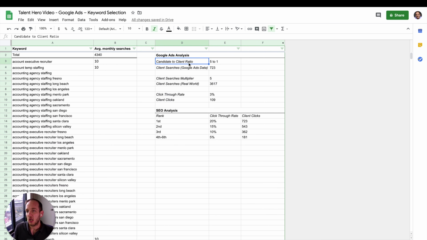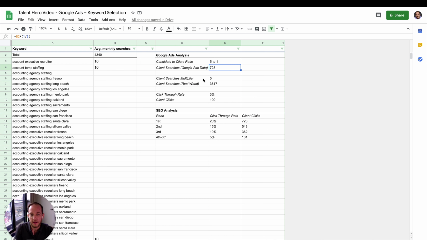One thing is that a lot of people searching for recruiters are potential candidates. And we don't necessarily want those people clicking on our ads, and they don't really count for much. Unless, of course, you're going after candidates, in which case this may not apply to you. But basically, we found that the ratio is 5 to 1. For every 5 candidates who search for a recruiter, there's about 1 client lead. So of these 4,340 searches, approximately 723, based on the Google Ads data, is going to be for clients. Okay, still not bad.